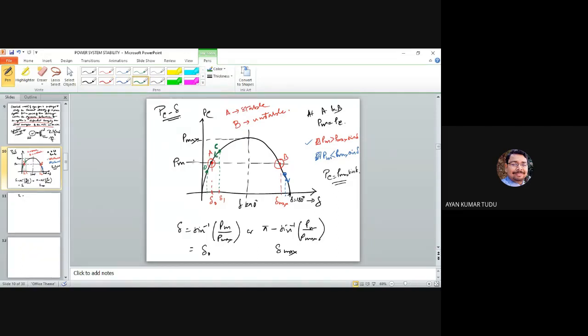Now your question: what should have happened? At C, we have omega r equal to omega s. So this was the condition, meaning the synchronous speed was achieved, but we are seeing that PE is greater than PM. That's why the rotor speed would start decreasing, so it would be going back in this direction. Now it should have stopped at A, correct? But it is not stopping at A. Why? Because it has some inertia.